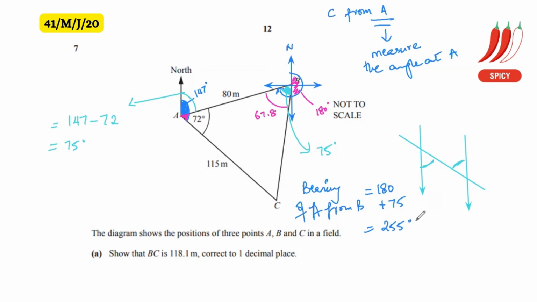Remember, bearing is always measured in a clockwise direction from the north of the point from which they're asking you to find the bearing. And secondly, bearing is always written as a 3-digit number, not 2 digits. For example, if your bearing was 25, you would write it as 025, not just 25. If the bearing was 5, you would write it as 005. So it's always written as a 3-digit number, not a 2-digit or a 1-digit.